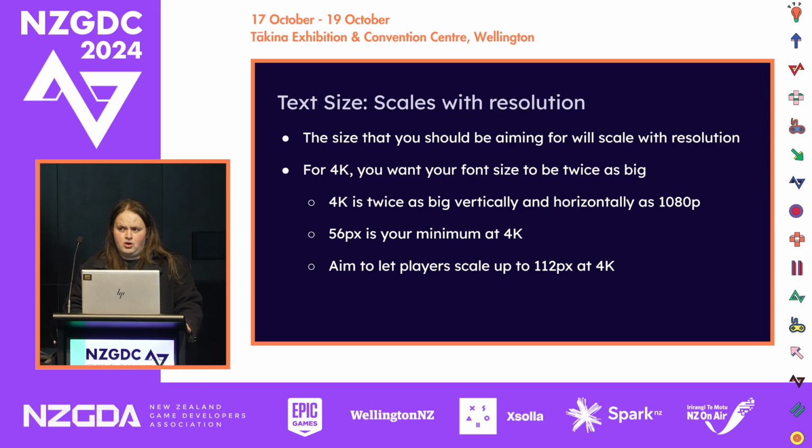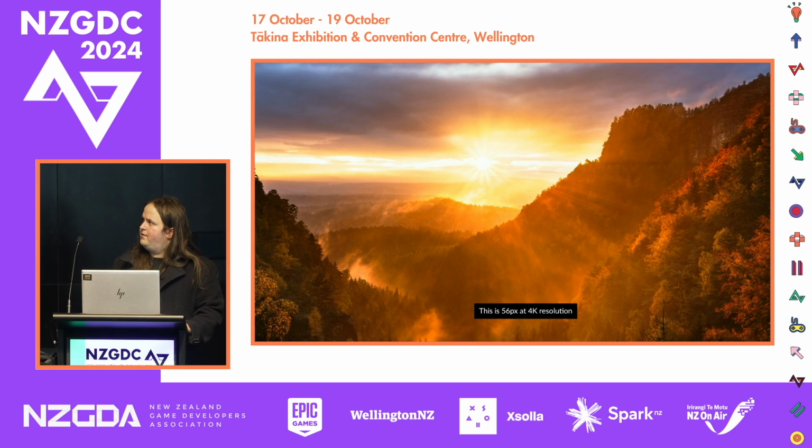So one thing to know about text size is that you're going to need to scale it with resolution. 28px is fine at 1080p, but at 4K it is far too small. 4K is twice as big vertically and horizontally than 1080p, so you'll want to double that. Your new minimum is 56px, and you should let players scale to at least 112px. This is what 56px looks like at 4K resolution. Through the magic of maths, this should look roughly the same as 28px at 1080p.